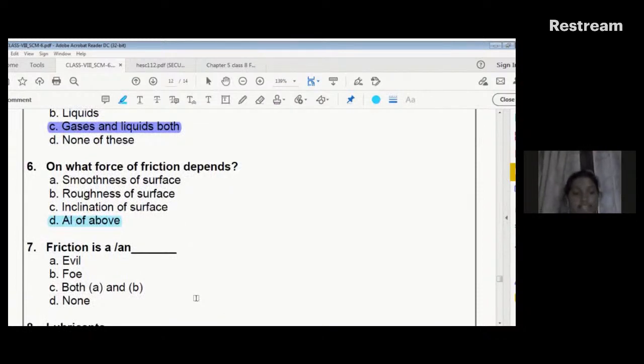Then we'll move on to number 7. Friction is a or an evil. Number B, foe. Number C, both A and B, means both evil and foe. And number D, none. So the answer for this will be C. It is both evil and foe. Trying to make it colorful so that it looks great.